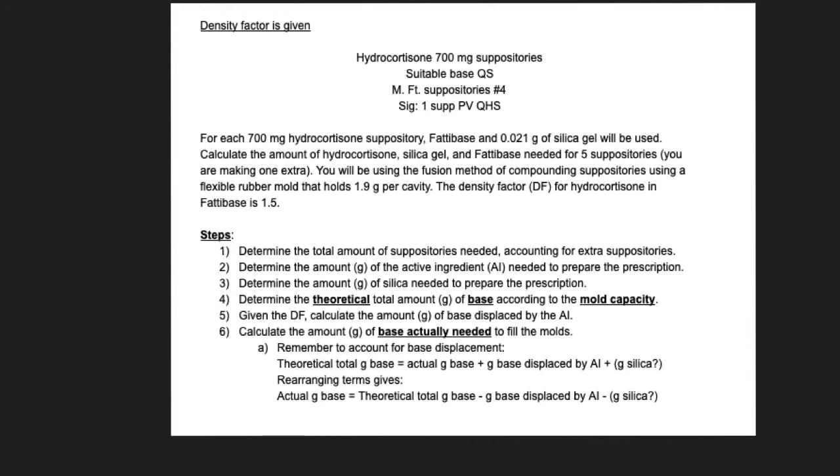You're making hydrocortisone 700 milligram suppositories, QS with a suitable base. You're going to make 4 suppositories, and the directions for use are 1 suppository vaginally at bedtime. So the problem is, for each 700 milligram hydrocortisone suppository, fatty base and 0.021 grams of silica gel will be used. We're going to calculate the amount of hydrocortisone, silica gel, and fatty base needed for 5 suppositories. We're making 1 extra from the 4. And we're going to use a fusion method of compounding using a flexible rubber mold with a 1.9 gram per capacity. The density factor is given for hydrocortisone in fatty base at 1.5.